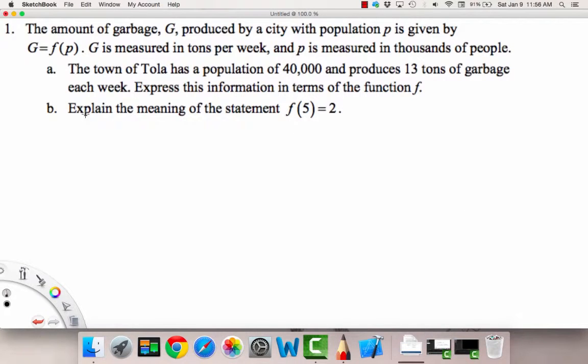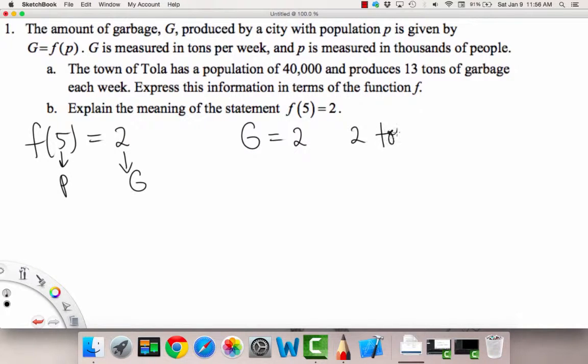Okay, so part B says explain the meaning of the statement f of 5 is equal to 2. So here we're kind of going backwards, all right? So f of 5 is equal to 2. Let's identify, first of all, what our variables are. The thing inside the parentheses is our P, which represents population, and the thing outside is our capital G, okay? So what does this mean on a deeper level? G equaling 2 means that the amount of garbage produced is 2 tons per week, right? 2 tons of garbage.